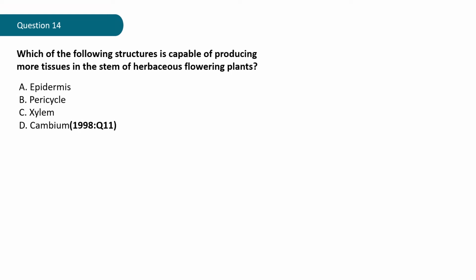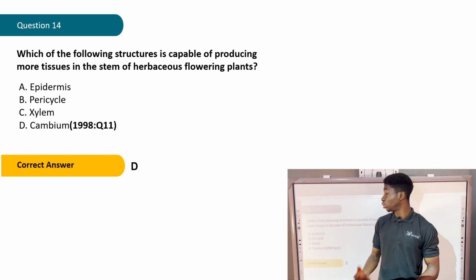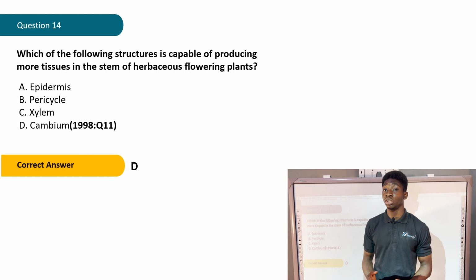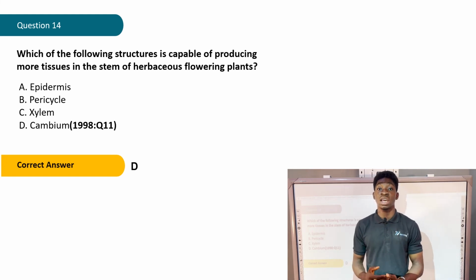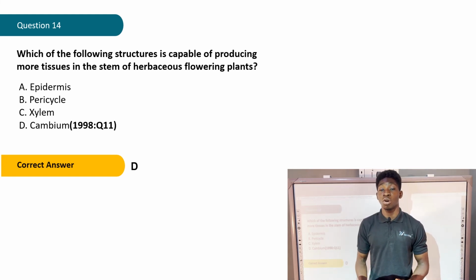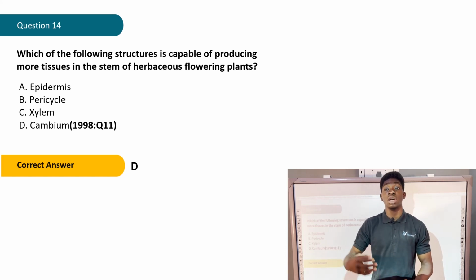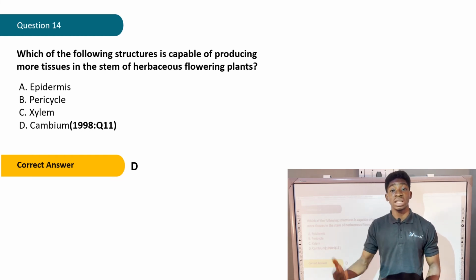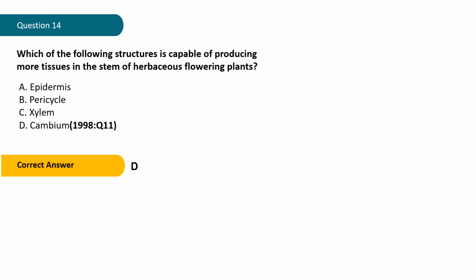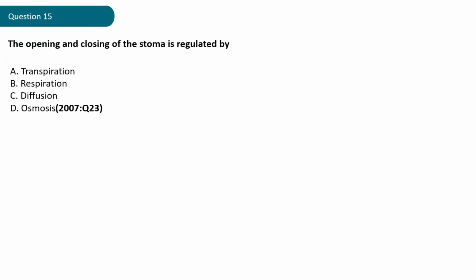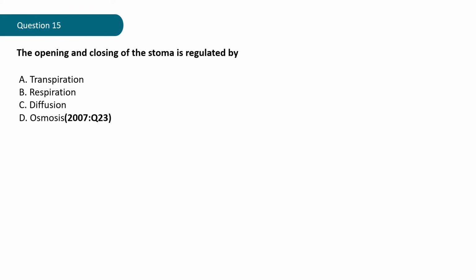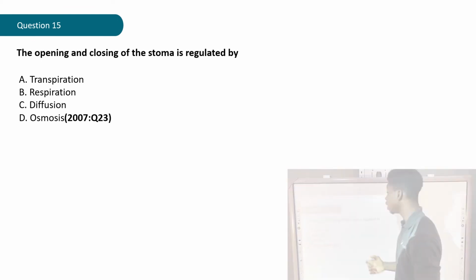Now let's see what the correct answer says. The correct answer is D. Cambium. Cambium helps in the production of more tissues because it has what we call stem cells in it, and these stem cells are divided to produce what we call vascular tissues. The stem cells inside the cambium are divided to produce vascular tissues, and that's how more tissues are produced by the cambium. So the correct answer is D. Cambium.